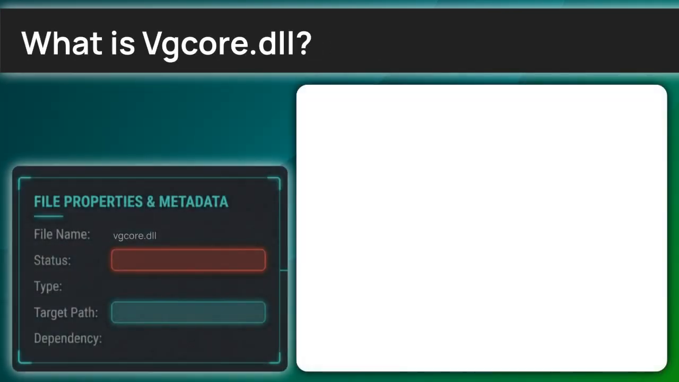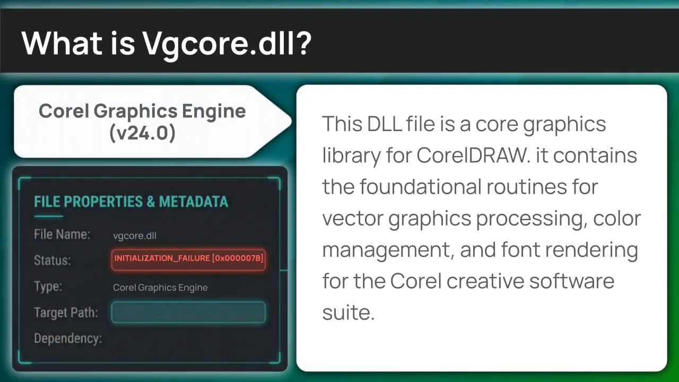This DLL file is a core graphics library for CorelDRAW. It contains the foundational routines for vector graphics processing, color management, and font rendering for the Corel Creative software suite. Knowing the file's purpose is helpful, but now we need to physically restore it.